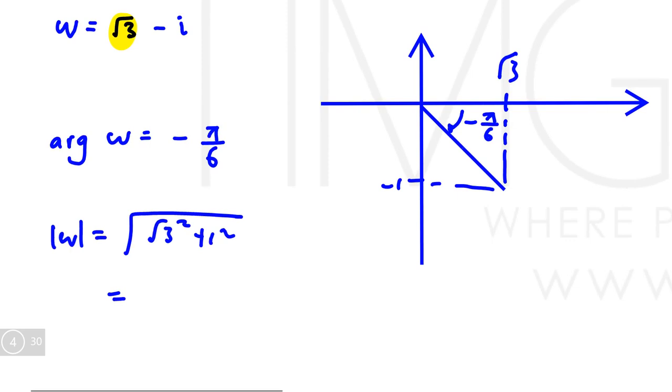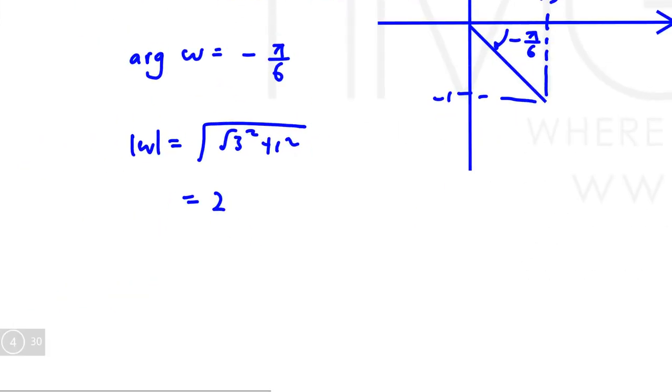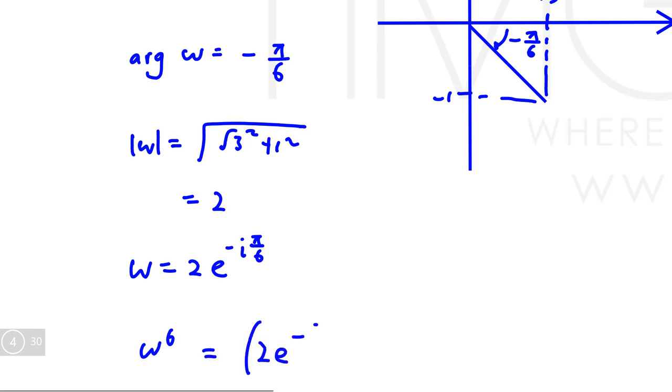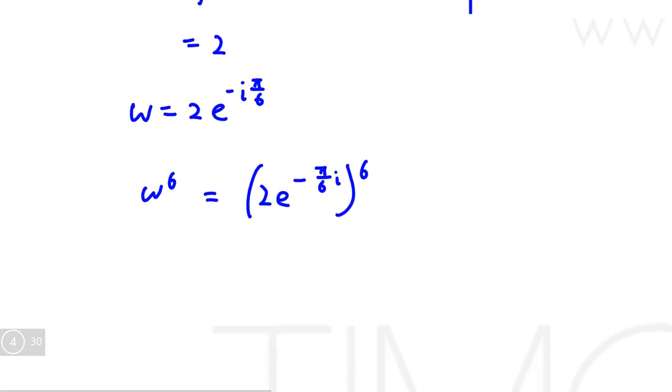The modulus equals root 4, which is 2. So if you're asked to find W to the power of 6, we know that W is given by 2e to the power of minus pi over 6 i. So W to the power of 6 just means 2e to the power of minus pi over 6 i, to the power of 6. So it's 2 to the power of 6, e to the power of minus pi i.